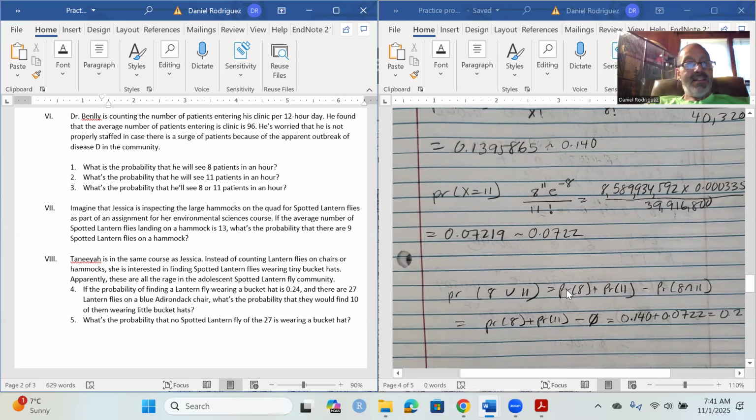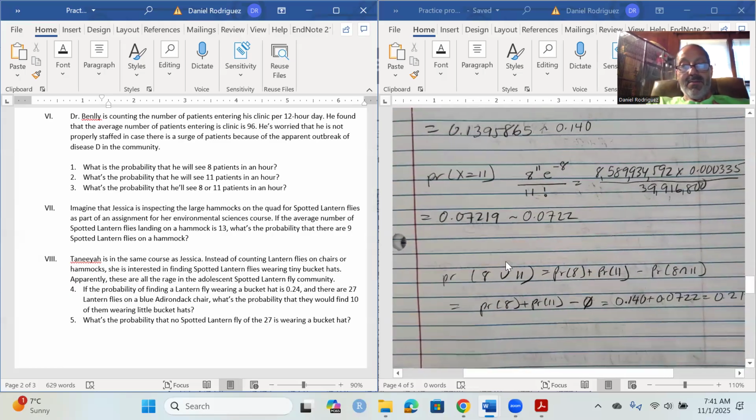You can't leave well enough alone, right? I just cannot leave well enough alone. So I have to start playing with all these rules, right? Because this is the kind of stuff you see in real life. What's the probability that he'll see 8 or 11 patients per hour? All right, so 8 or 11 patients in an hour.